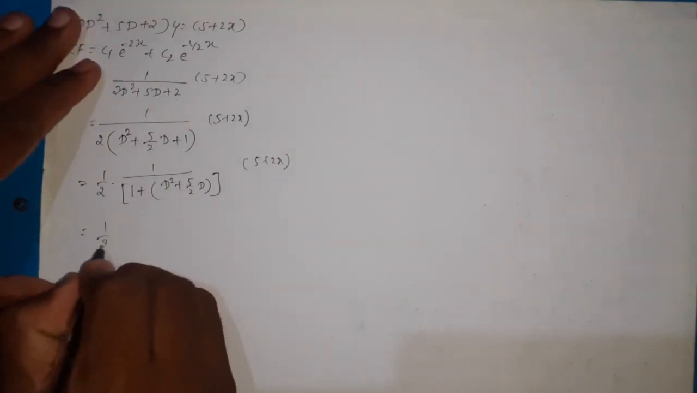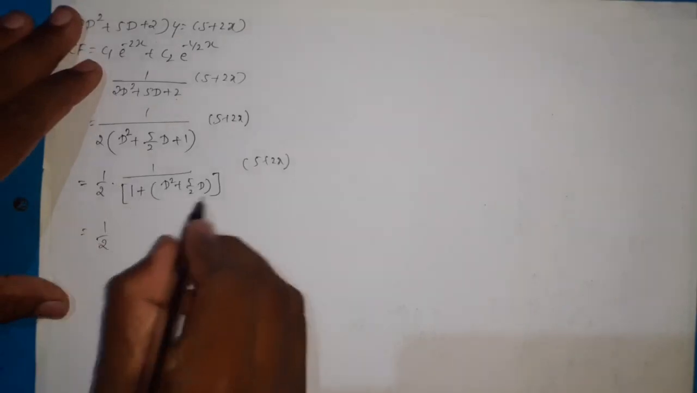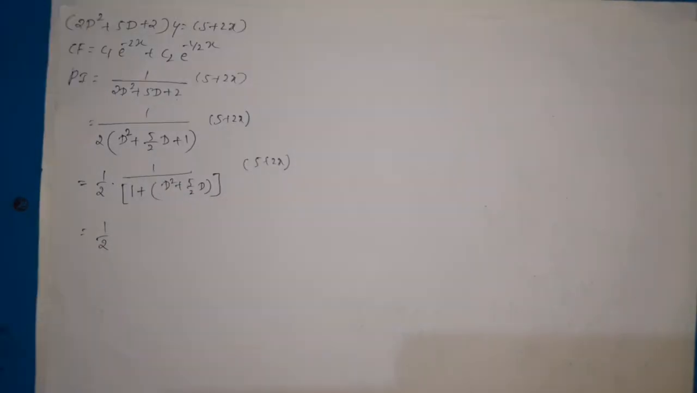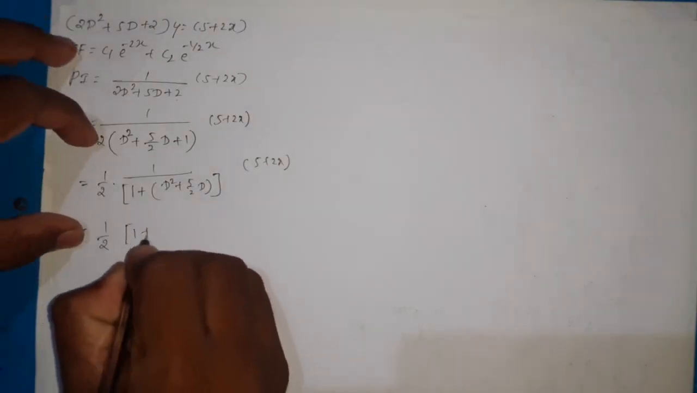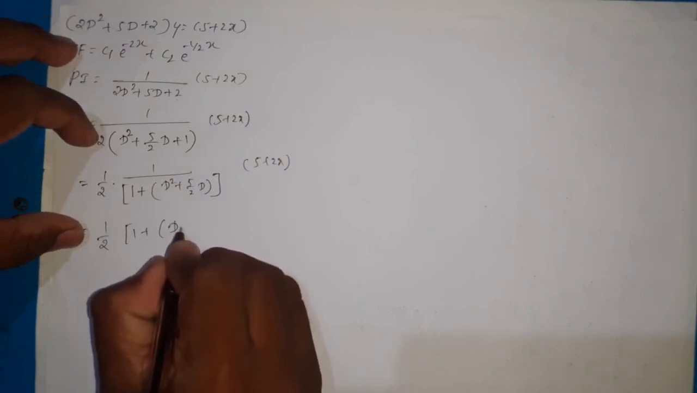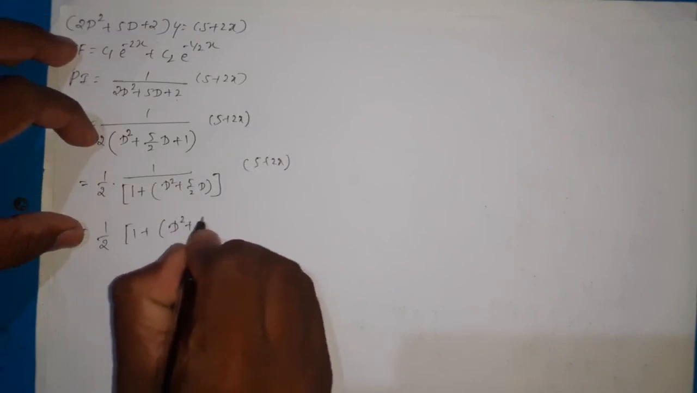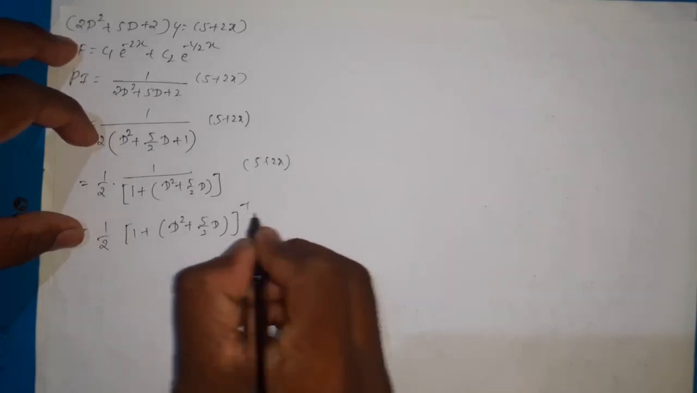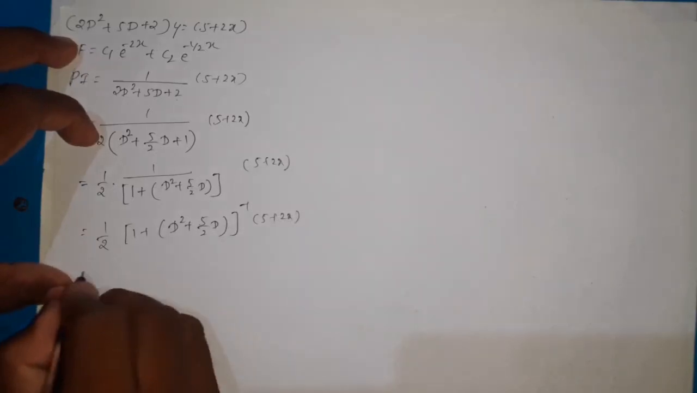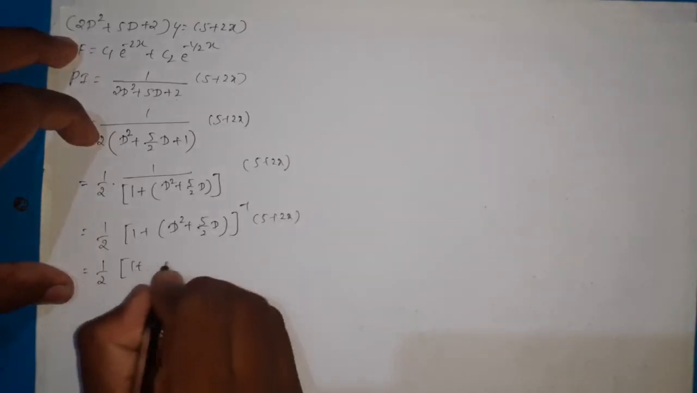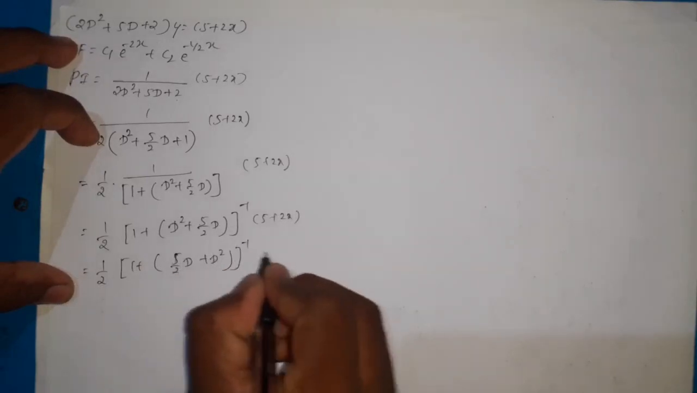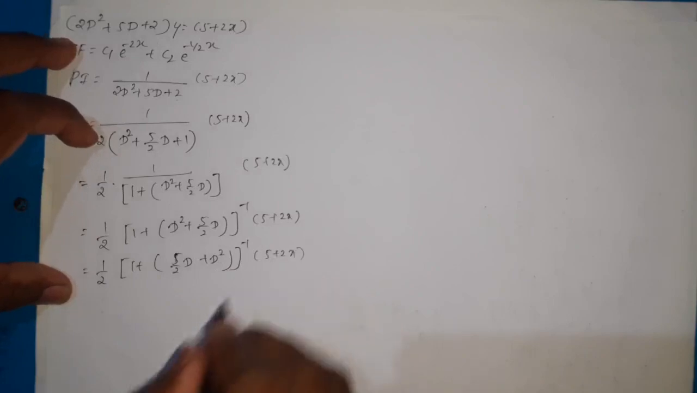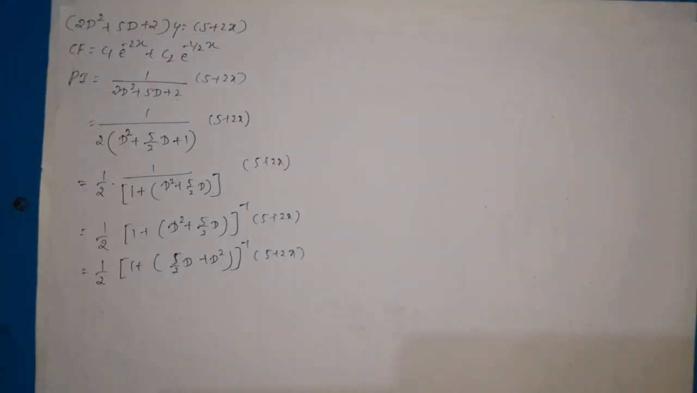Then it is equal to 1 divided by 2 and take this in the numerator. Now we need to write this in the numerator, that becomes 1 plus D square plus 5 by 2 D whole power minus 1 into 5 plus 2x, or that can be written as 1 by 2, 1 plus 5 by 2 D plus D square whole power minus 1, 5 plus 2x, meaning we have written in ascending order, that D square, D cube, like that.